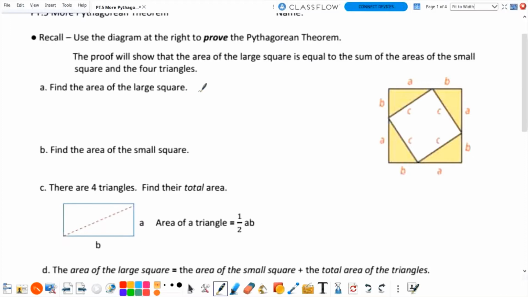Okay? So to do this, our formula is area equals length times width. All right, so we're doing the large square, so A plus B on both sides. So A plus B times A plus B, length times width. So then you FOIL this out. A times A gives us A squared. A times B gives us AB. B times A gives us AB. And B times B gives us B squared. And then we can combine those like terms, so we get A squared plus 2AB plus B squared.